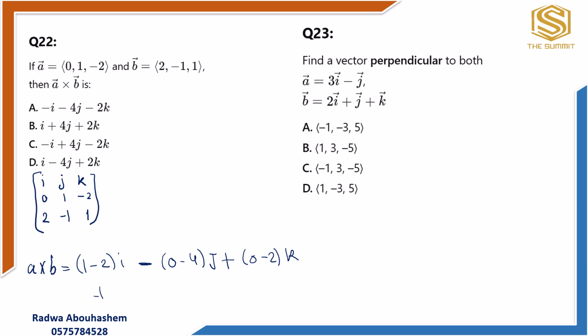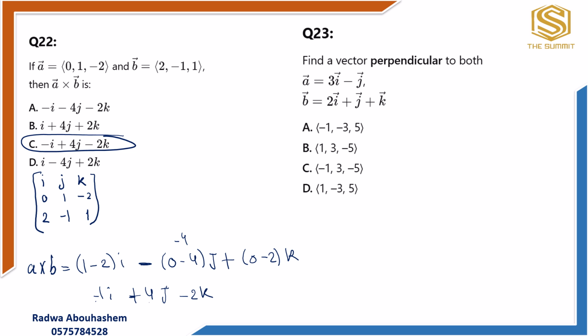So it's negative 1i. Negative 4 minus a minus gives me positive, so positive 4j. And 0 minus 2k is negative 2k. So negative 1, 4, and negative 2. So negative i plus 4j minus 2k. Here is my answer. Let's go for question 23.